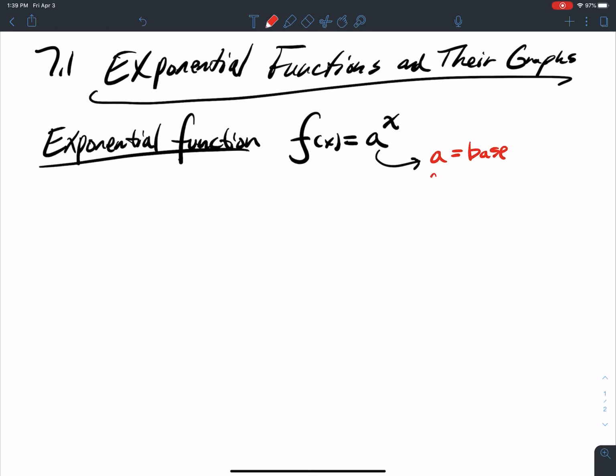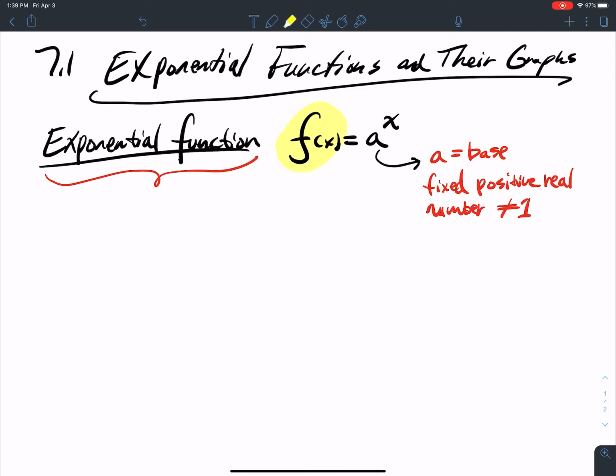It's a fixed positive real number. Okay, it's not equal to 1. That's a boring exponential. 1 to the x would just be some horizontal line passing through 1. Okay, we're talking about an exponential function here.